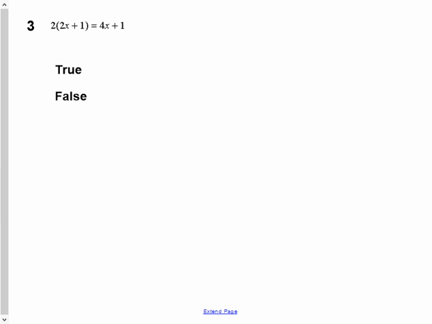Question 3, distributive property question. 2 times 2x plus 1 is equal to 4x plus 1.